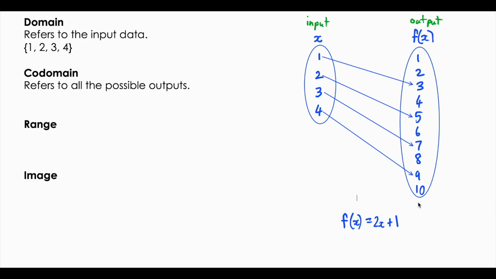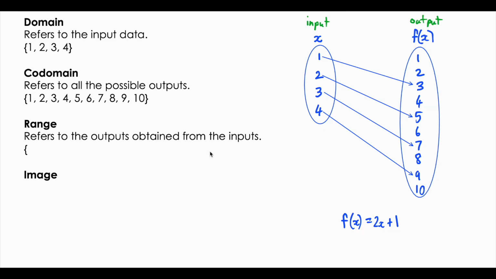But it's like we have a cap on that, okay? So it's just 1 to 10. So we're just looking for the possible outputs on this side. So this side shows us all the possible outputs that we were looking at. So 1 to 10. The range refers to the outputs obtained from the inputs. So based off of that information, what do you think our range would be?